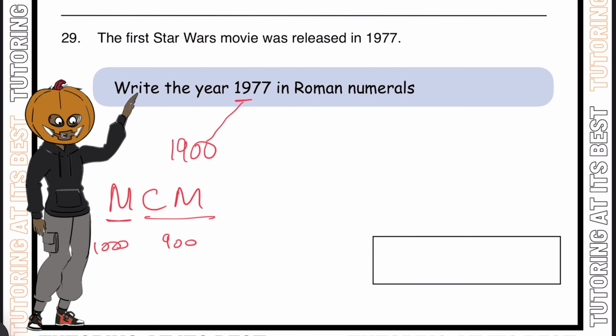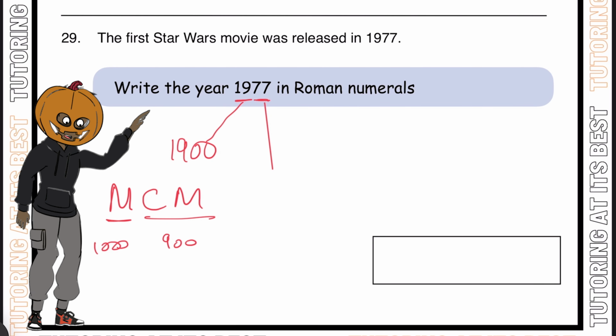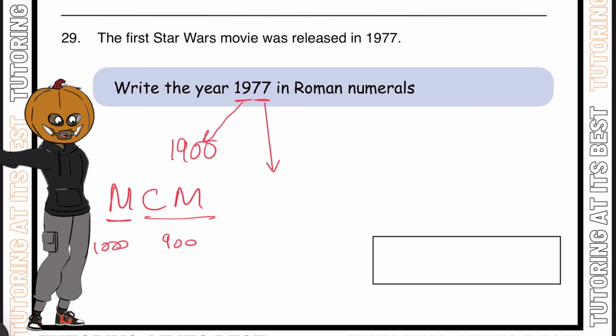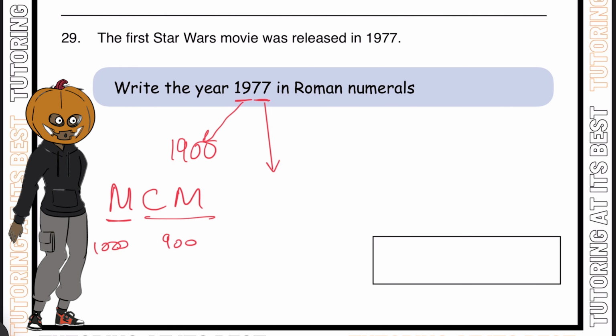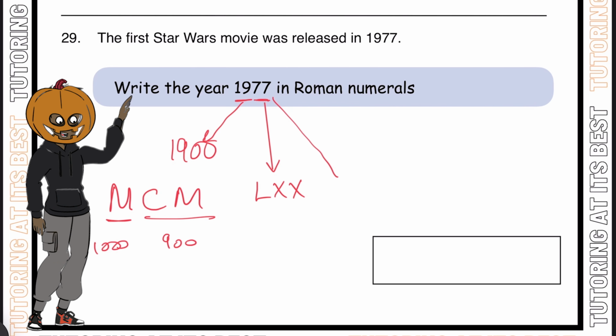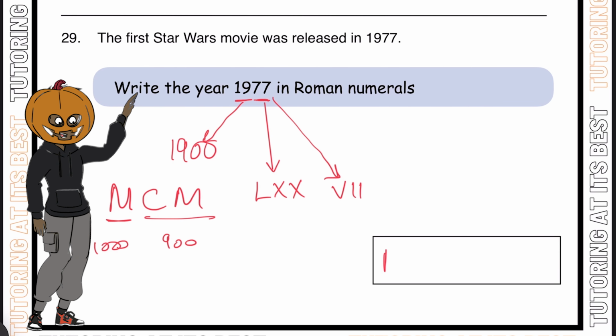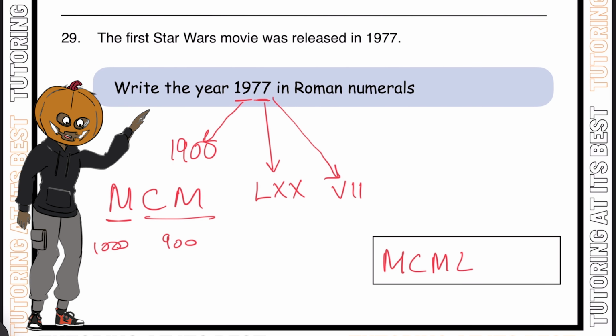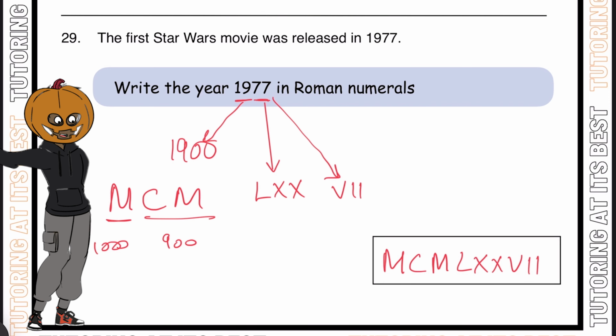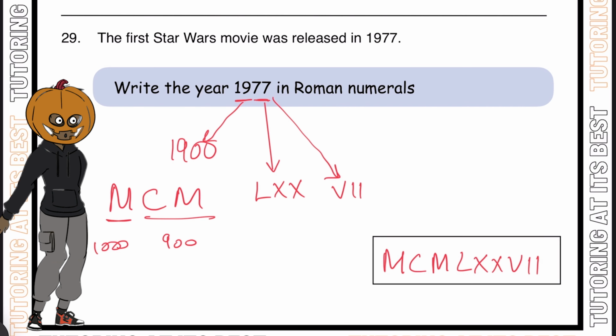We're then going to take 77. How will we write 77? Well, we'll take L, which is 50, X and X, which is 20, so that gives us 70. And now for our 7, VII, and we can write that down as MCMLXXVII, and there we are.